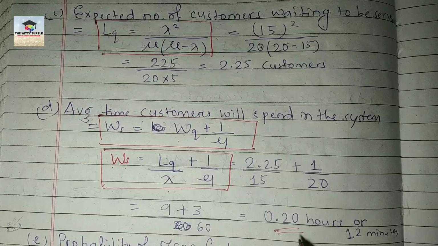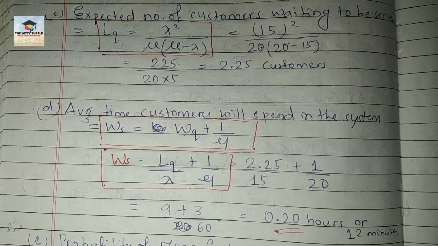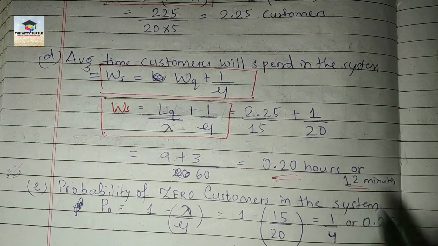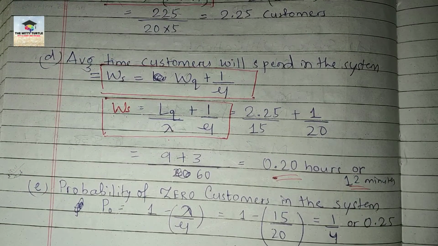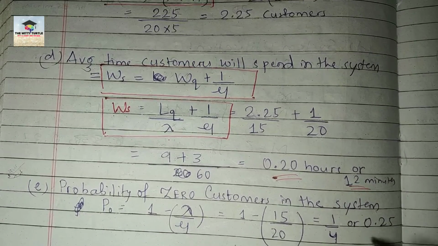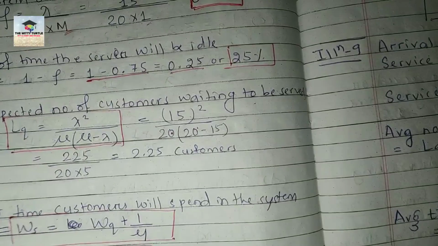The answer is coming as 0.2 hours, or simply we can write it as 12 minutes, right? 12 minutes. Now, what is the probability of 0 customers in the system? We have also got the formula of Pn or P0, right? So the formula for P0 is 1 minus lambda by mu, that is coming as 0.25 or simply 25%.